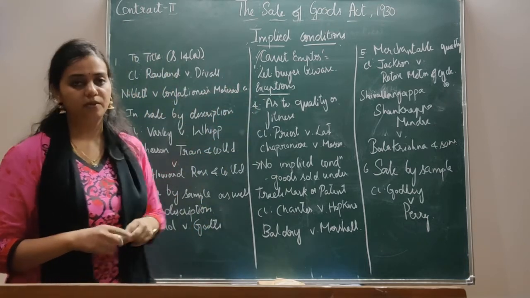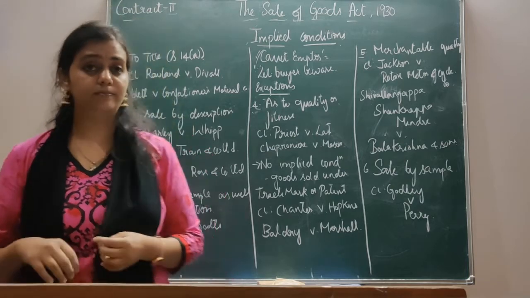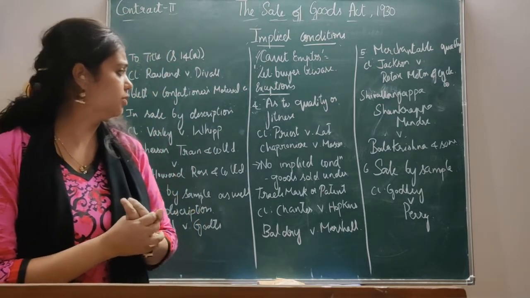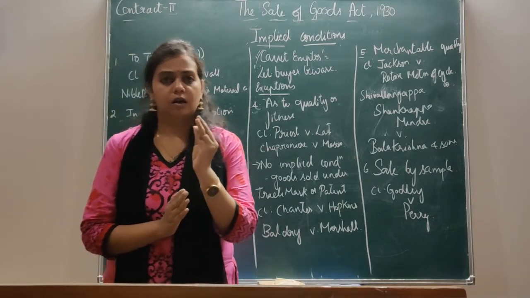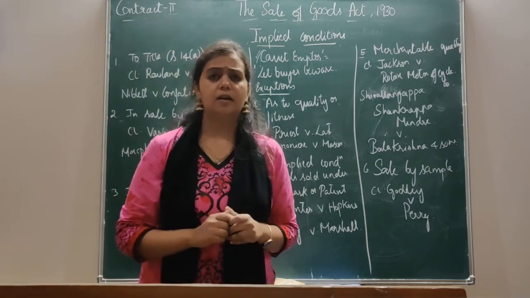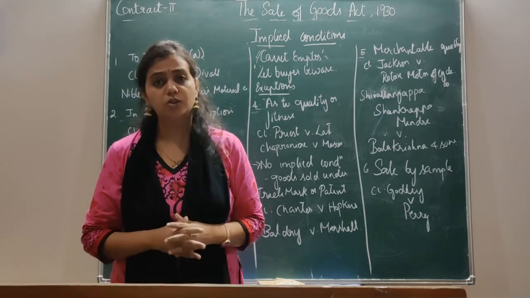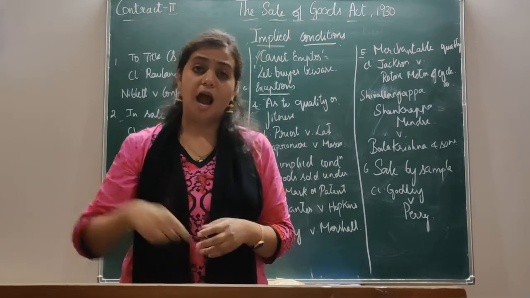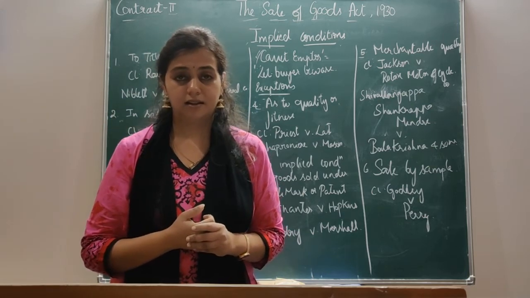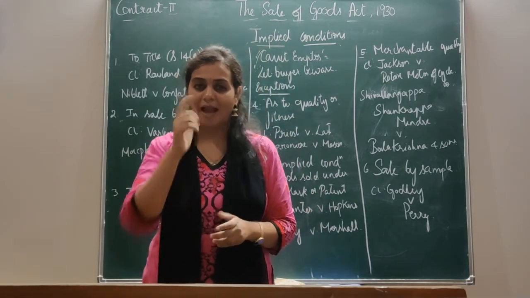And point number 4 under implied condition is implied condition as to quality or fitness. So this is the first exception to caveat emptor. Before going into detail, the most important thing is, if the buyer, while purchasing certain goods, expressly or impliedly makes the seller know for what purpose he is buying, and also relies on the seller's knowledge or skill, and then buys a product, then the seller becomes liable. I'm really sorry. The seller becomes liable.